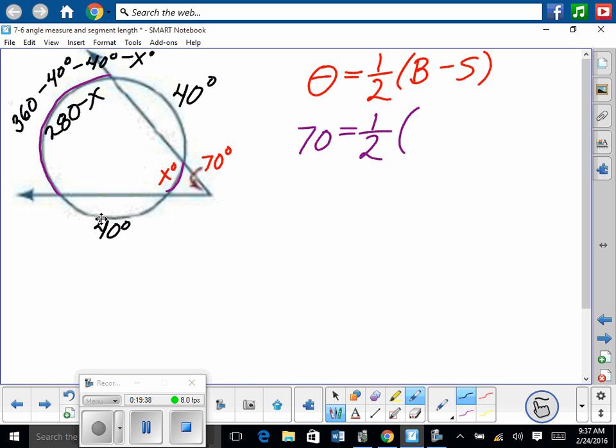You're going to have to do one like this. Okay, so our big arc is 280 minus x, minus our small arc, which is x. Does everybody see how I set it up?